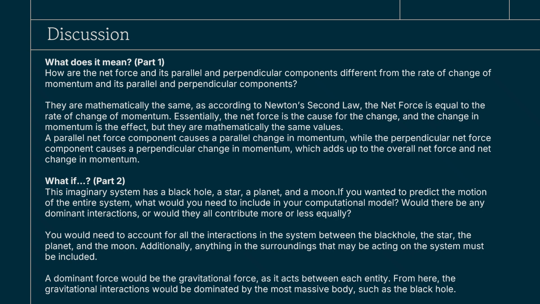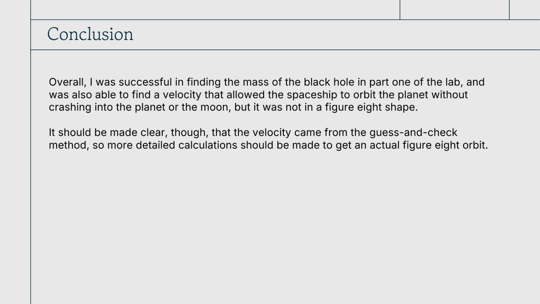And then, what if? This imaginary system has a black hole, a star, a planet, and a moon. If you wanted to predict the motion of the entire system, what would you need to include in your computational model? You would need to account for all the interactions in the system between the black hole, the star, the planet, and the moon. Additionally, anything in the surroundings that may be acting on the system must also be included. A dominant force would be the gravitational force acting between each entity, and it would be dominated by the most massive body. Overall, I was successful in finding the mass and also having an orbit around the planet. It just wasn't a figure 8 shape. Thank you.